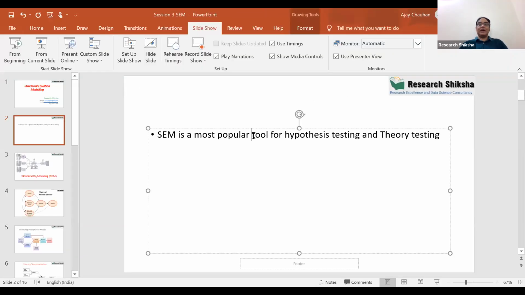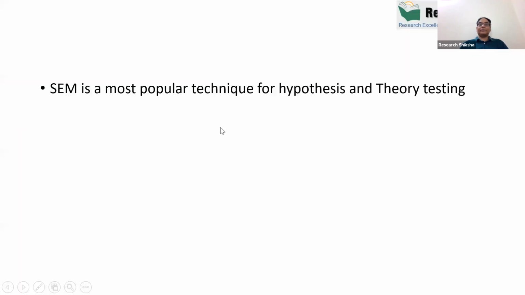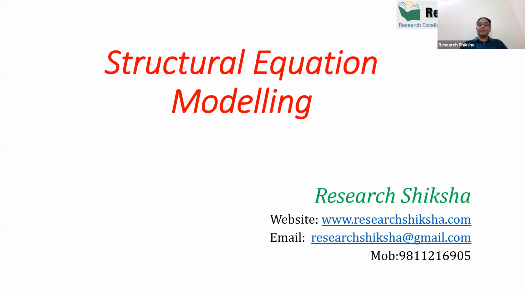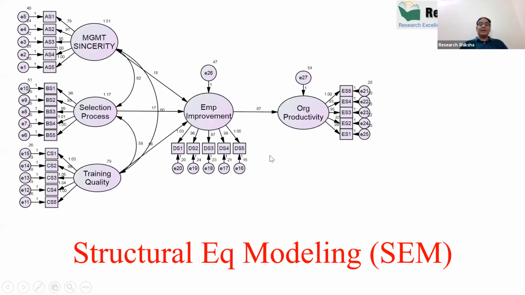So basically this word is wrong, because tools normally we call for software. SEM is the most popular technique for hypothesis and theory testing. Now this is fine. If you don't have an existing theory, don't go to SEM. Now in this diagram, this is just one example of structural equation modeling.